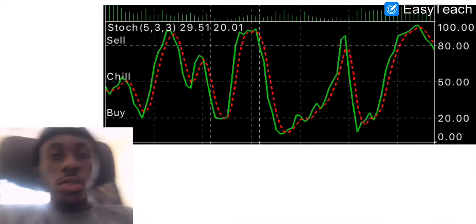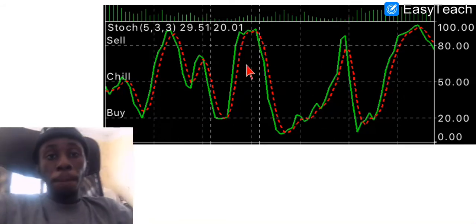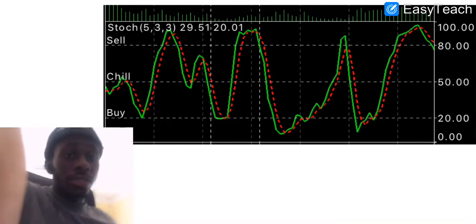Okay, guys. So let's continue with this. What you see here is the stochastic. Now, the stochastic has a very simple principle you need to follow.